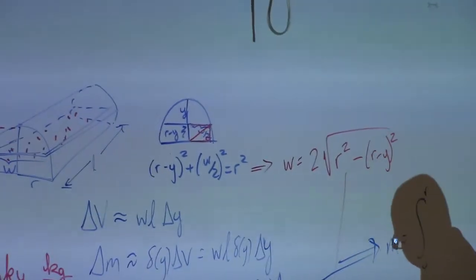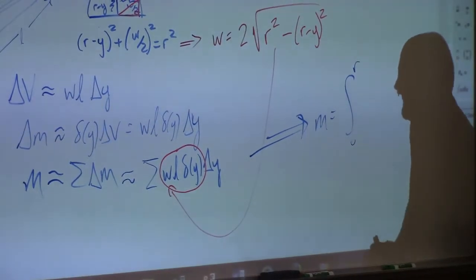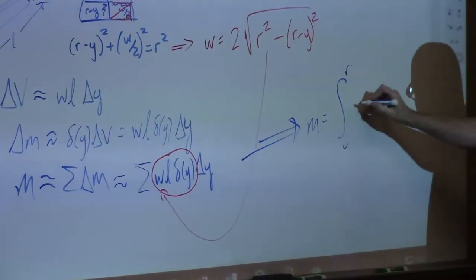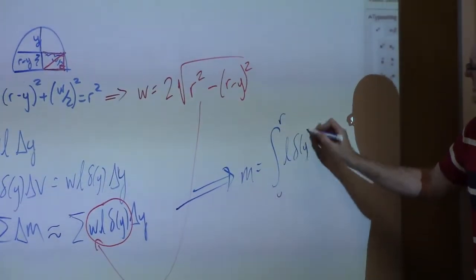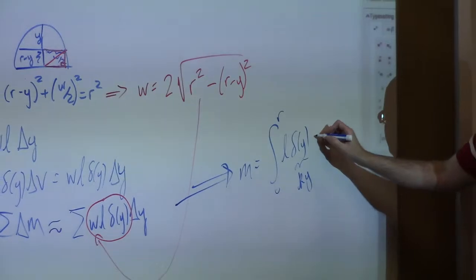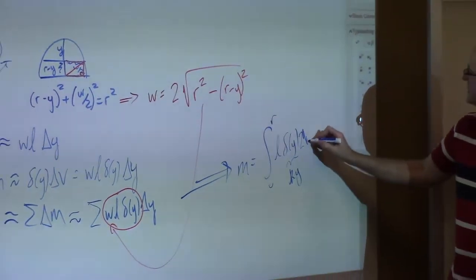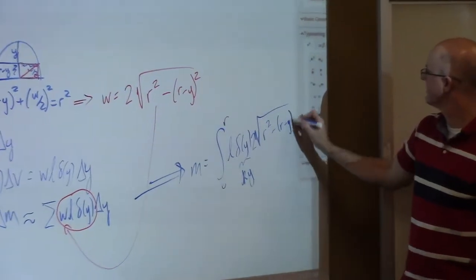Essentially of this expression, because this looks like a Riemann sum for this expression when you ultimately get it as a function of y. The L is constant, so you have an L there. You've got the delta of y, which is k times y. And then you've got this expression, 2 square root of r squared minus r minus y squared.